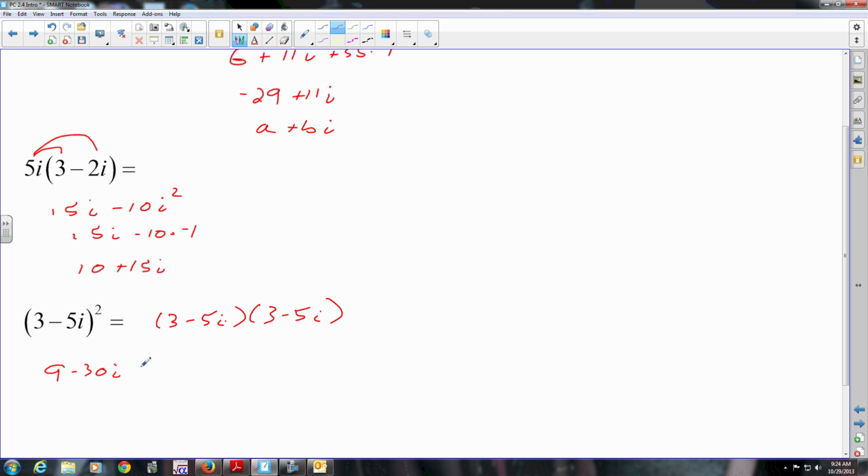Square the last thing. So it'd be plus 25i squared. Okay, so that becomes negative 1. So it'd be negative 25 and 9. So it's negative 16 minus 30i.